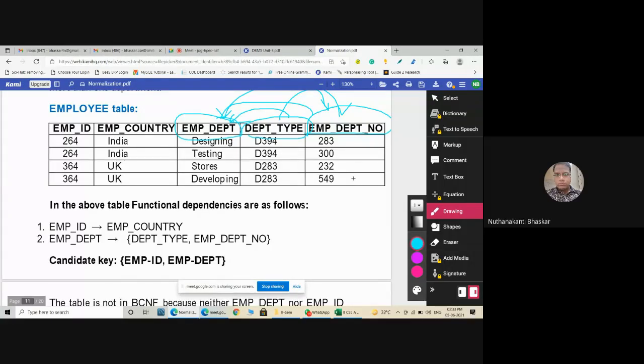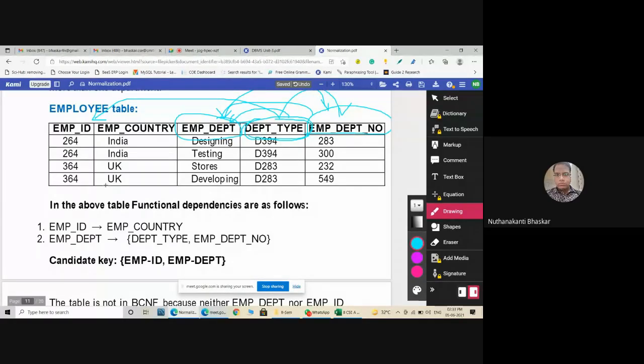Is there any dependency? Check this. No dependency. Yes or no? Only the dependency is department type is depending on employee ID. Correct? Because wherever the 264 is there, the D394 is there. That's why it is depending. But employee department number and employee department is not completely depending on employee ID. Yes or no? Yes, sir.